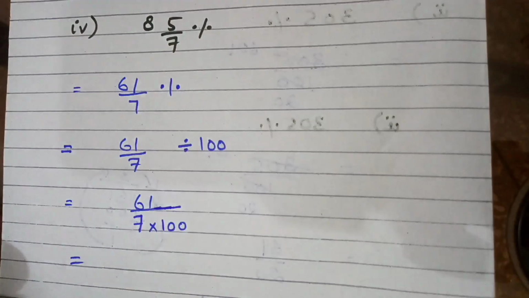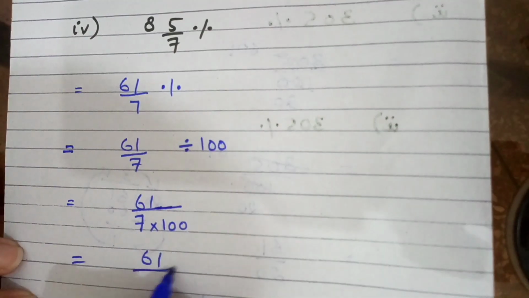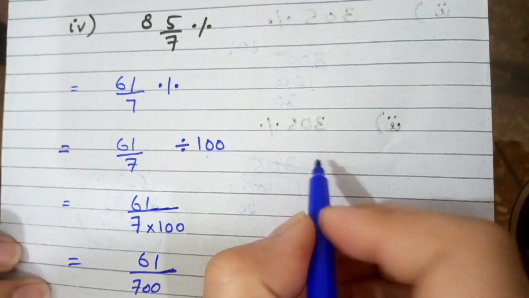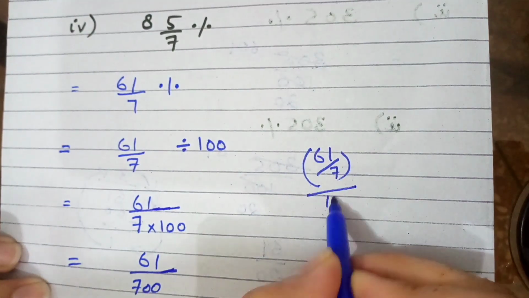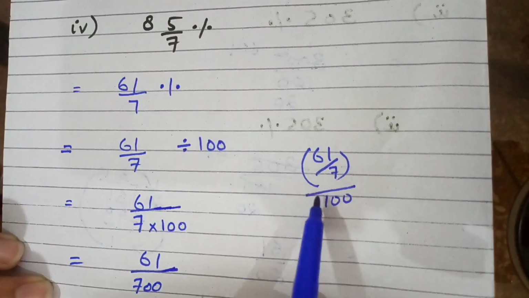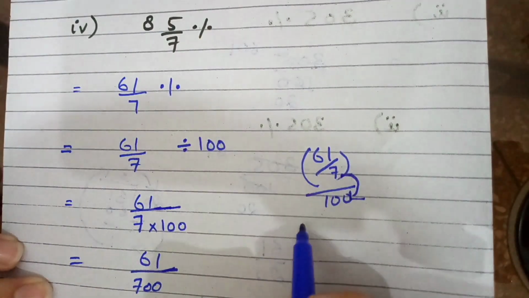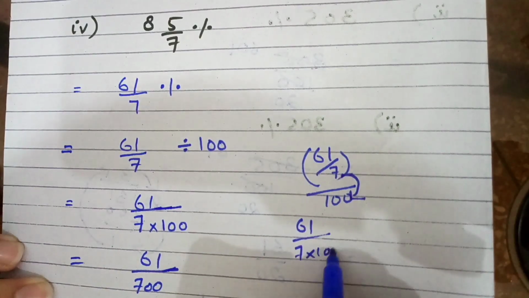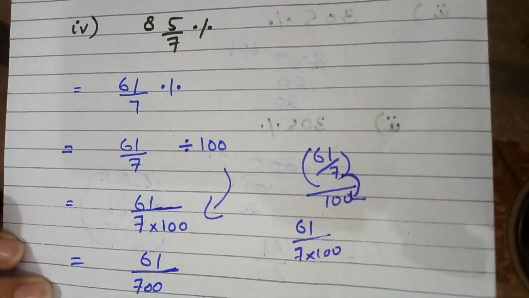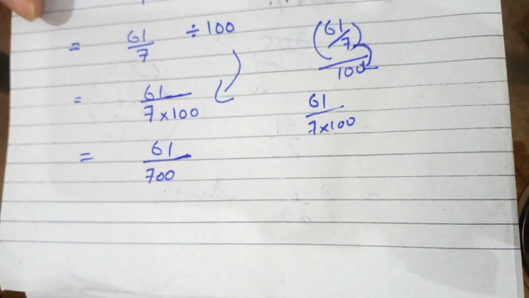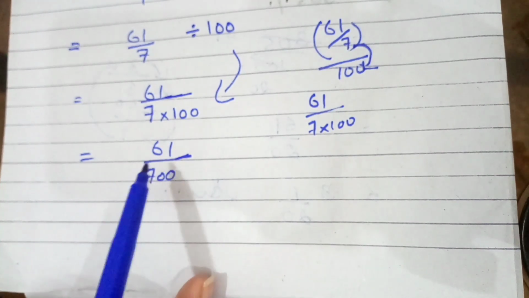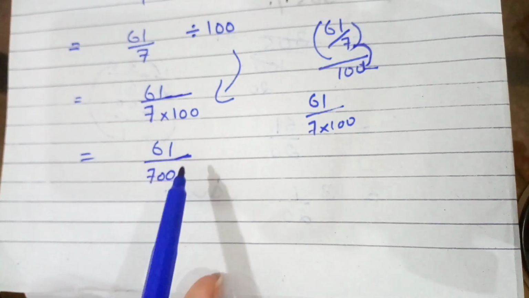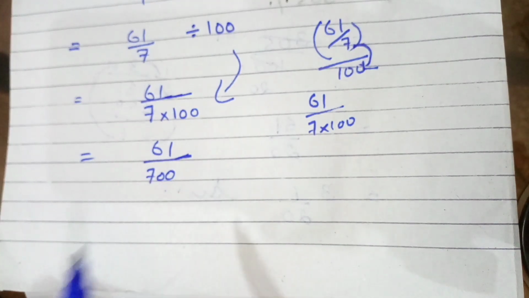Now in the next step we simplify the denominator. Why so? When you write 61 divided by 7 divided by 100, there are two divide signs in one fraction, so the sign will be shifted to the numerator. So 61 divided by 7 into 100. That is how I write in this step. Now we simplify the fraction. Okay, look at the fraction. We have a numerator smaller than the denominator, and they are not simplified anymore because 61 is an odd number and 700 is an even number. So here is our answer.